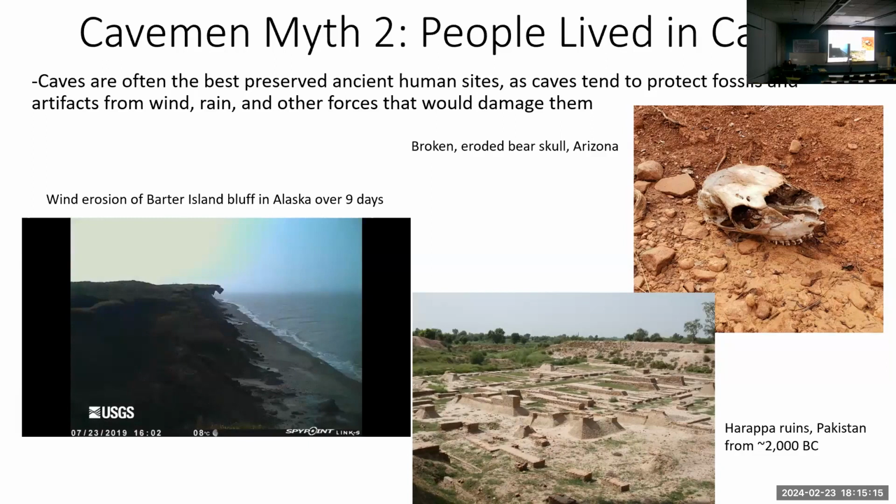These are some ruins from Pakistan. You can see this used to be an elaborate city, but everything's been eroded away except for the foundation. And erosion could be a really powerful force. So this was taken in Alaska. This is using time-lapse photography over 9 days. But I just want you to see what happens to that bluff there in the video as this goes on.